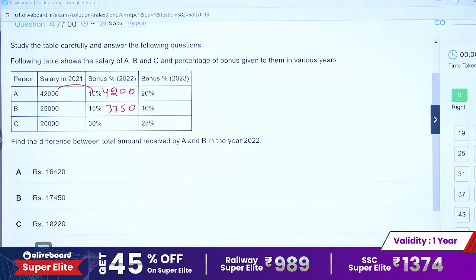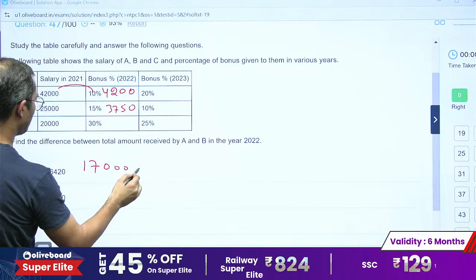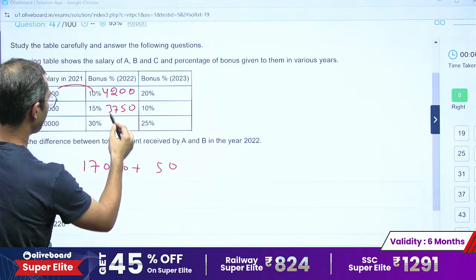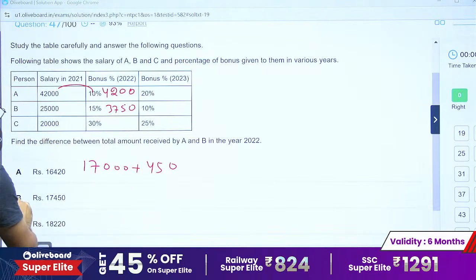The table shows the salary of ABC and the bonus given to them in various years. Find the difference of the total amount received by A in the year 2022 and B in the year 2022. So we can say that the difference must be equal to 17,000 plus 0.54, right? So 17,450, right?